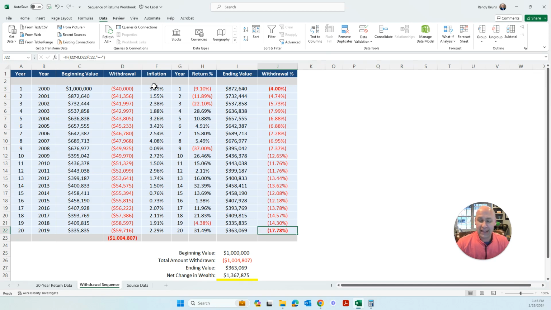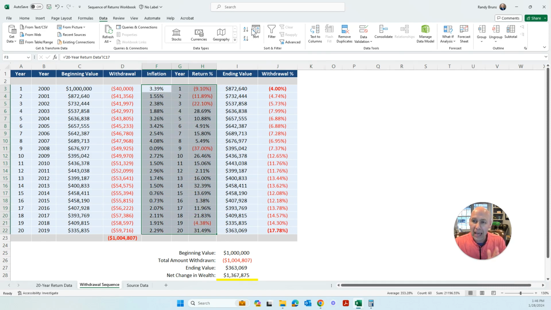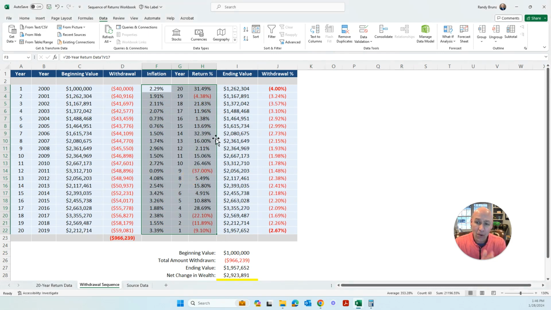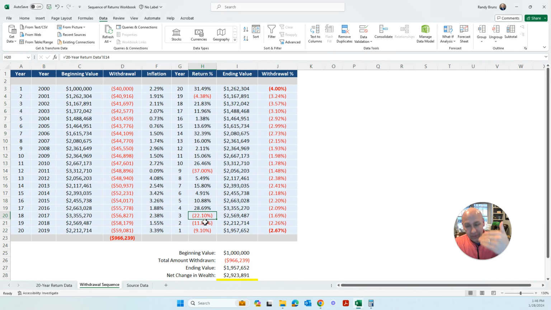So watch what happens though. This might be a little bit of a mind blow to a lot of individuals. What if we just inverted the order of these returns? And we'll invert the order of inflation as well. So watch what happens. We're going to just reverse the order here. So now you end with a negative 22, a negative 12, negative 9, but you start with the 20th year return and you earn them backward. Now the $1 million ends up growing to almost $2 million. And the 4% withdrawal falls to a 2.67% withdrawal.